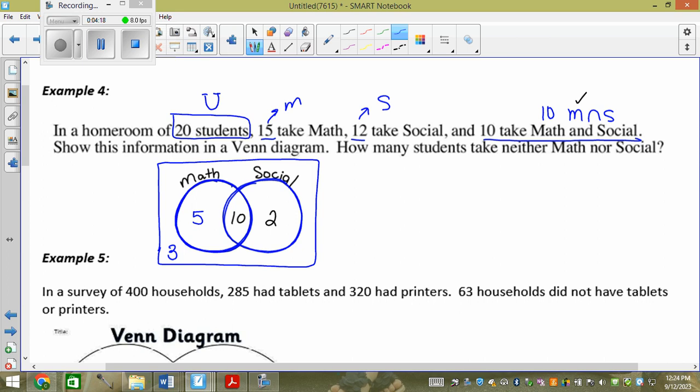Three. And that just goes on the outside somewhere. So here it says, how many students take neither math nor social? This is what I get on a test. This is the answer. Literally, half of you will answer like this. That's it. That's all I get.